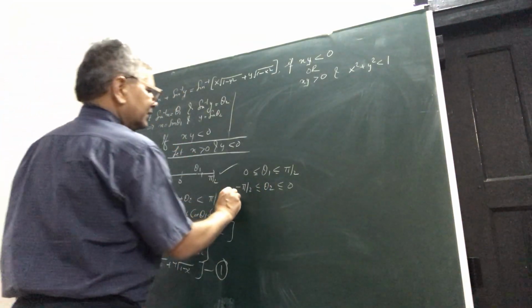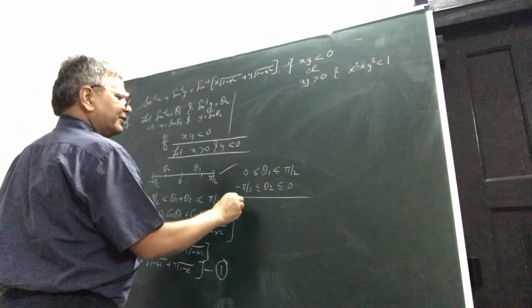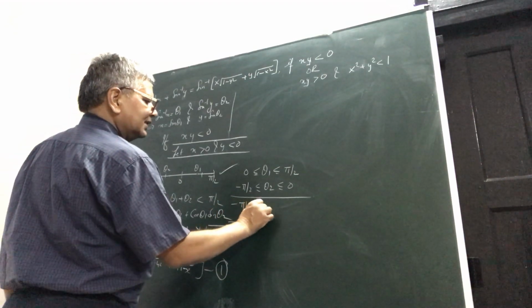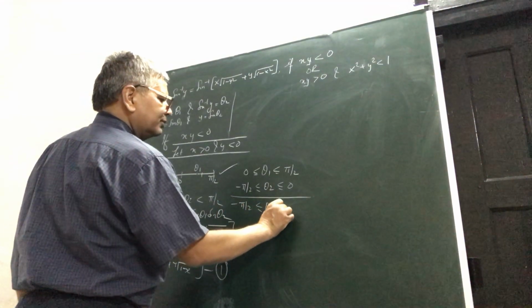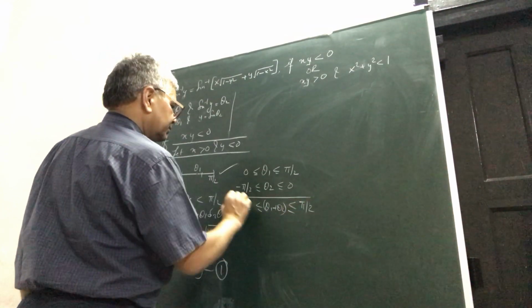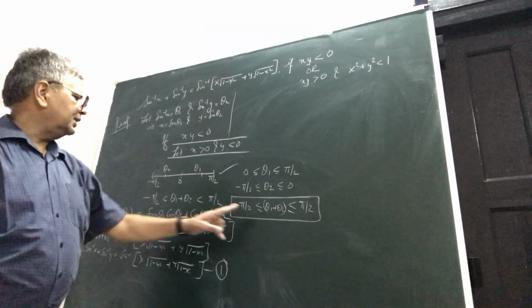So you add these inequalities and see, you are justified in adding. Left you add, right you add. So what will you get here? Minus pi by 2 is less than or equal to theta 1 plus theta 2 is less than or equal to pi by 2. So more rigorously you can show it like this also, and then you can proceed.